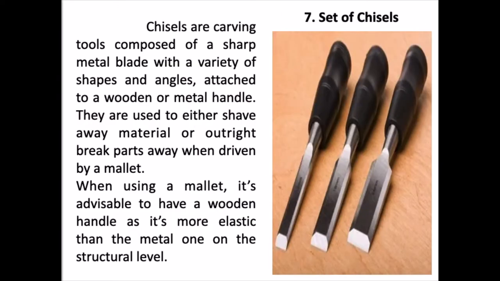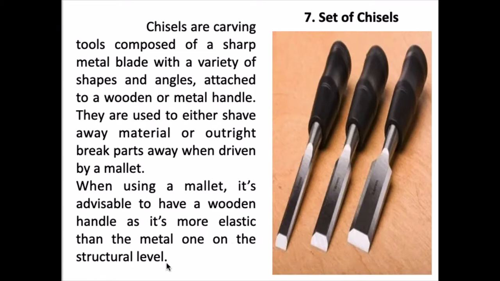Another, as I told you, is a set of chisels. This is another important tool we use here in the carpentry section, that is chisels. Chisels are carving tools composed of a sharp metal blade with a variety of shapes and angles attached to a wooden, metal, or plastic handle. They are used to either shave away material or chop parts away when driven by the mallet, right? They cannot be used with a hammer. Instead of a hammer, you have to use the mallet. And when using the mallet, it's advisable to have a wooden handle that is more elastic than a metal one, right?